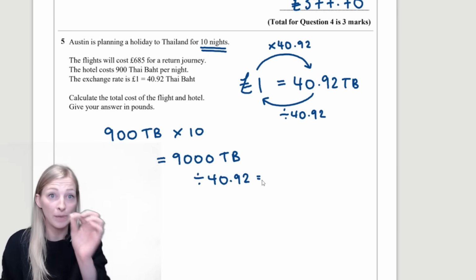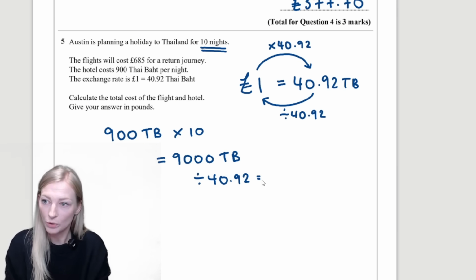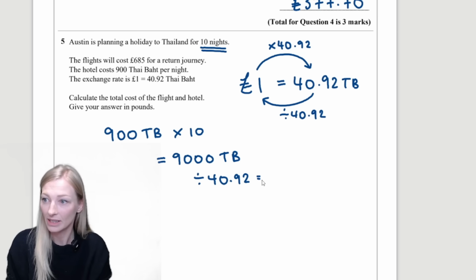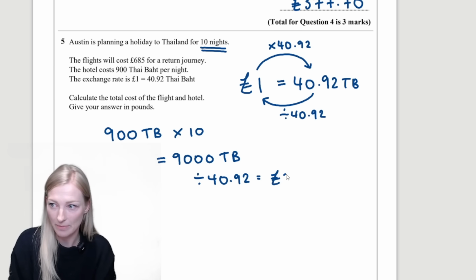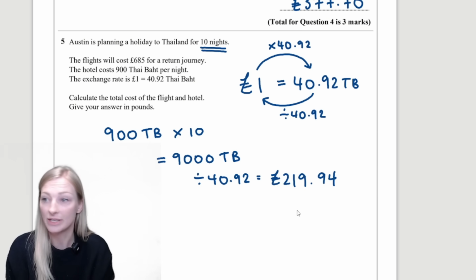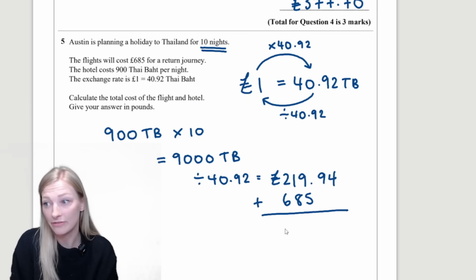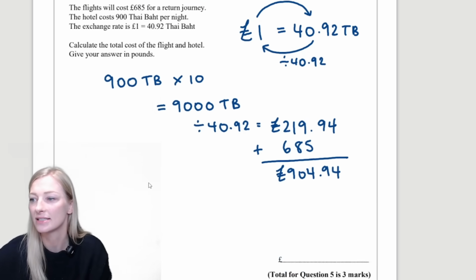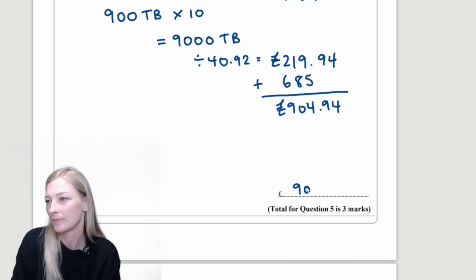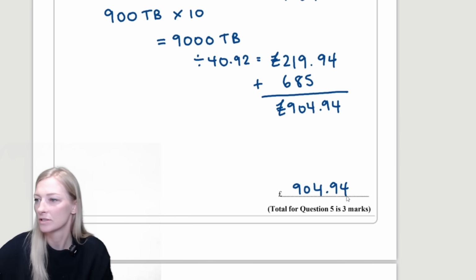Now, you could have done that per night and then multiplied it by 10. It wouldn't have made any difference to your answer. So 9,000 divided by 40.92 is 219.94 and this is now in pounds. Let's round it to 2 decimal places because it is money, 94 pence. Let's now add on the flights, so £685 for the flights, and that gives me a final answer of £904 and 94 pence going on the answer line there. It's a nice number.